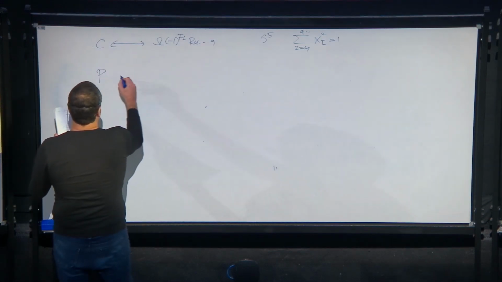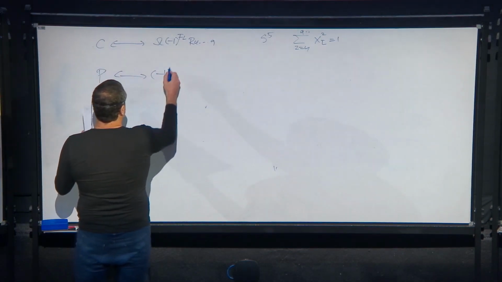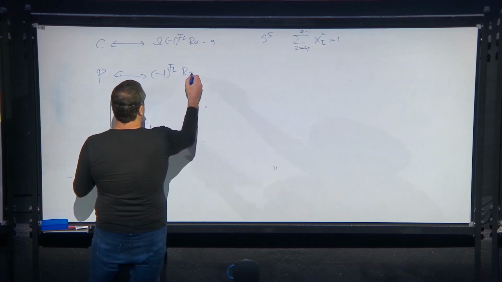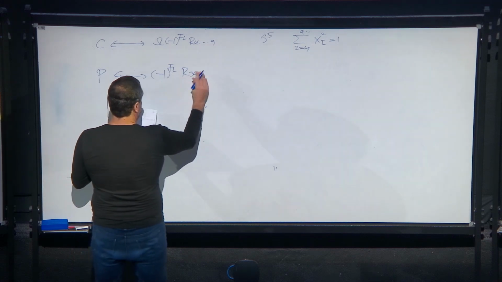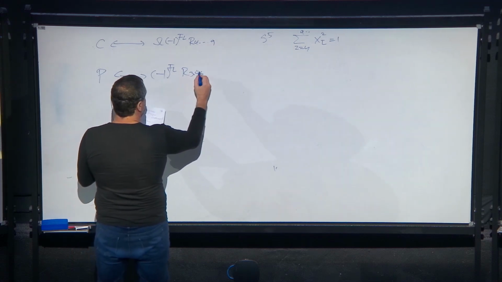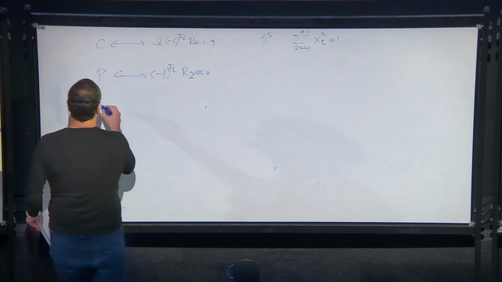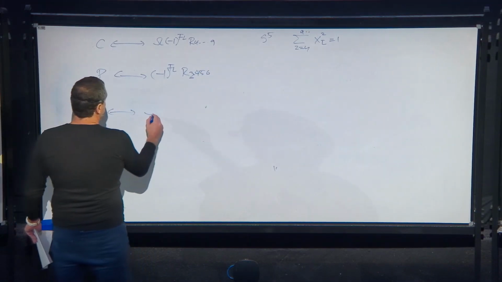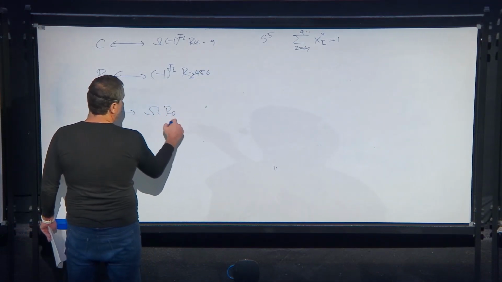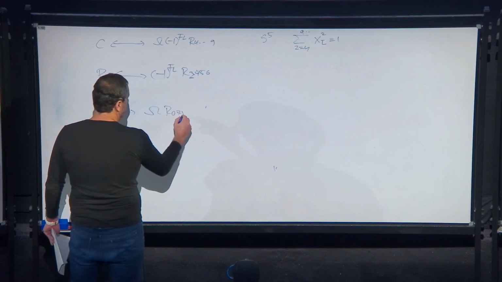P maps to (-1)^F_L times reflection on 4, 5, 6. So 3 is part of the space-time coordinates, and 4, 5, 6 are part of the antipodal map on the sphere. And T goes to Ω R_0, which reflects time and 7, 8, 9. Okay?